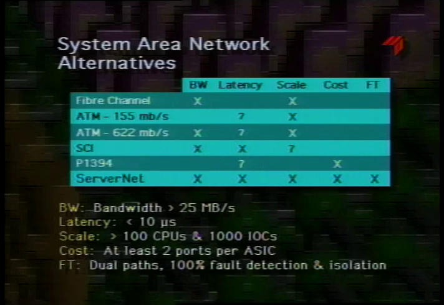The alternatives shown along the left side include Fibre Channel, ATM at two different speeds, then SCI, which is the Scalable Coherent Interface, and finally P1394, which is the Apple FireWire Serial Peripheral Bus.